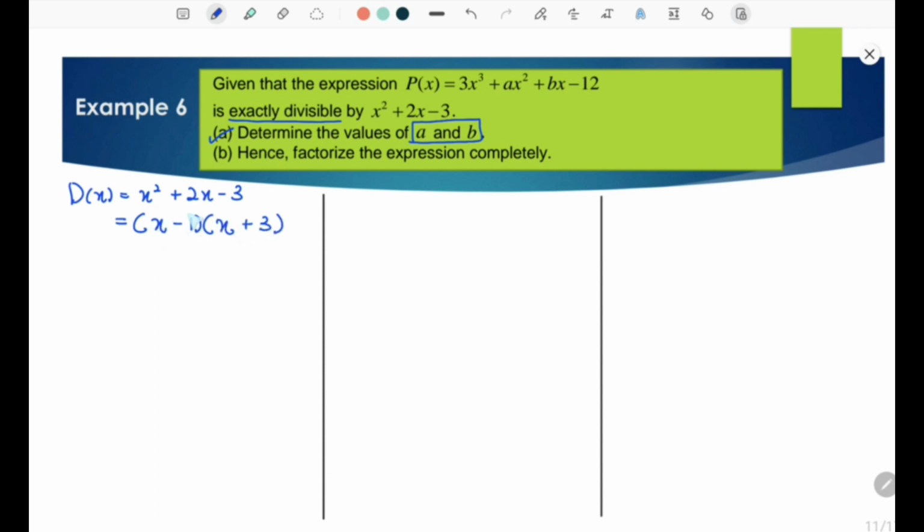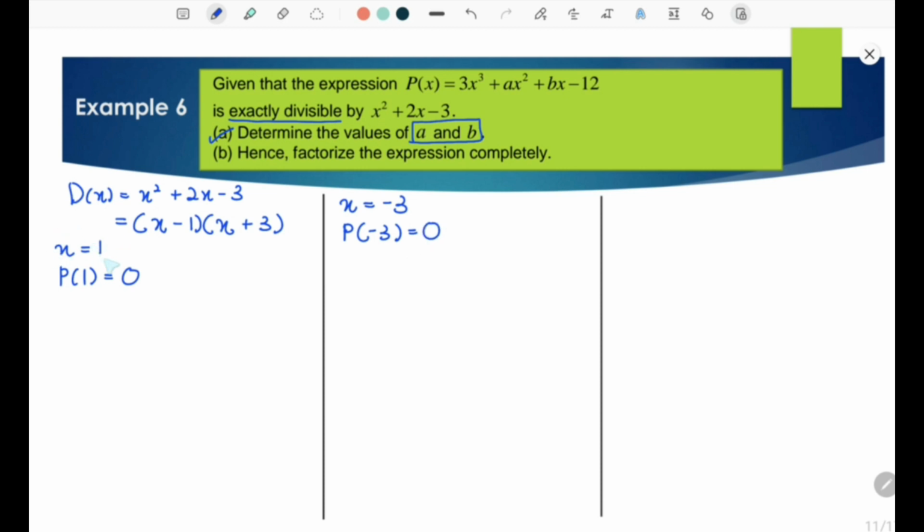For x minus 1, we're going to get x equal to 1. By applying the factor theorem, we know that P(1) equal to 0. And for x plus 3, we're going to get x equal to negative 3. By applying the factor theorem also, we get P(negative 3) equal to 0.